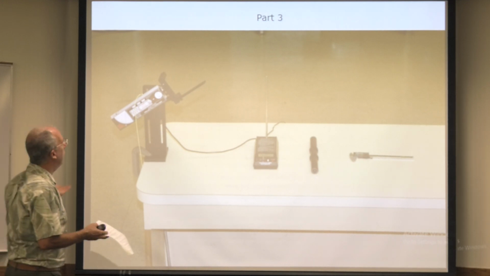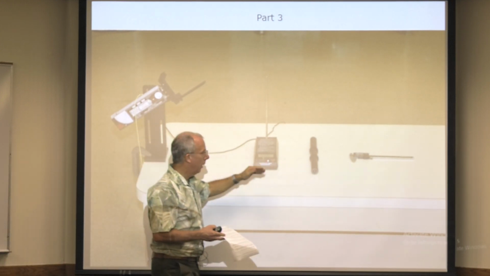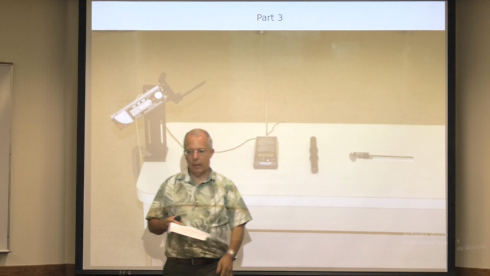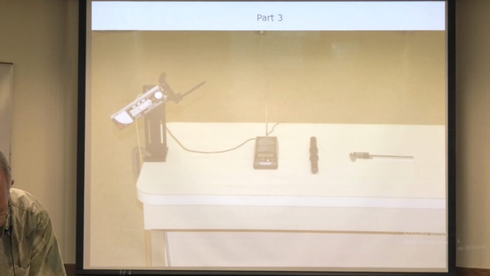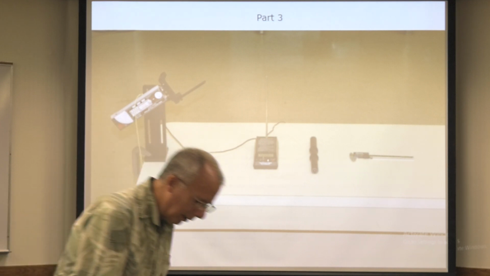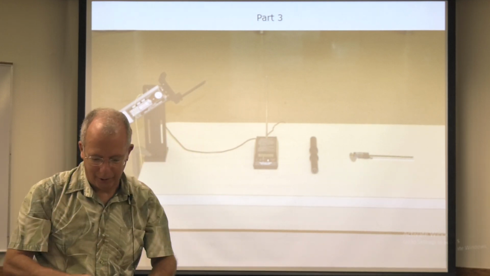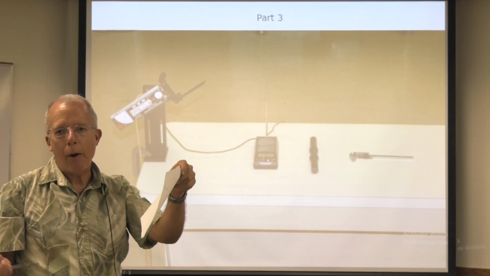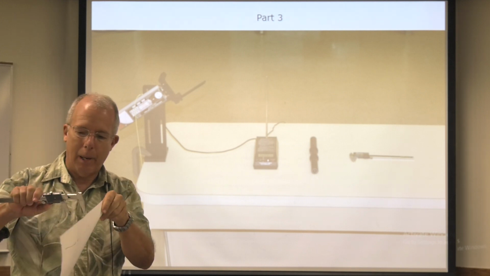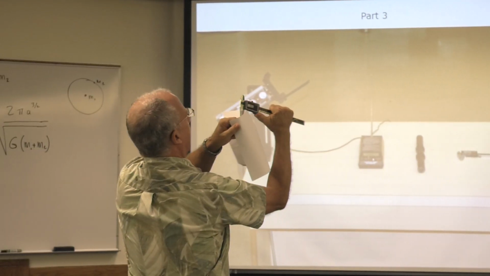Look, all we have is a photo gate, which is connected to a timer, and we have a caliper. Now, what's a caliper? A caliper is a device that's used to measure things very, very accurately. For example, if you wanted to measure the thickness of a piece of paper, how could you do that with a meter stick? You can't. But with this, you just go like that, and you can get the measurement.